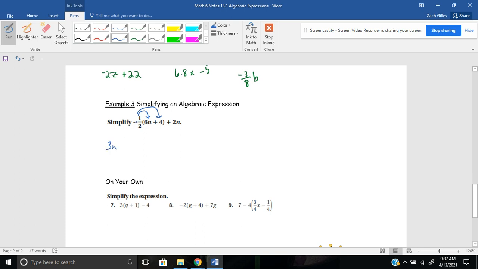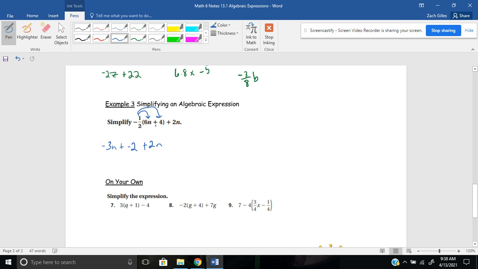And then what's a negative times a positive? That's a negative. And then we have -half times 4. Well, -half times 4 is -2, so we could say plus -2. And then we don't distribute a half to this because this isn't in the parentheses, so we just bring it down in our problem, plus 2n.